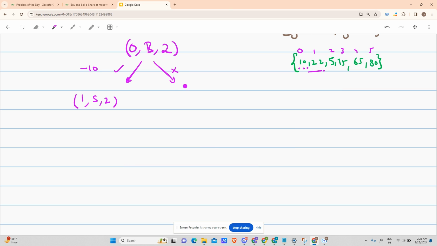Another subcase is if we do not take it, it will go to 1 because I have not bought anything. It will remain the same, that is B, and two transactions. And nothing is subtracted because I have not done anything here.